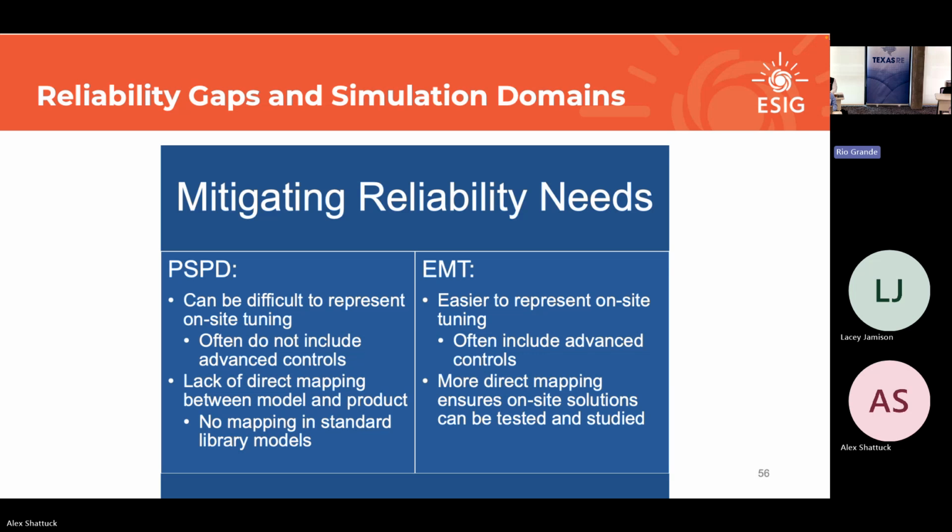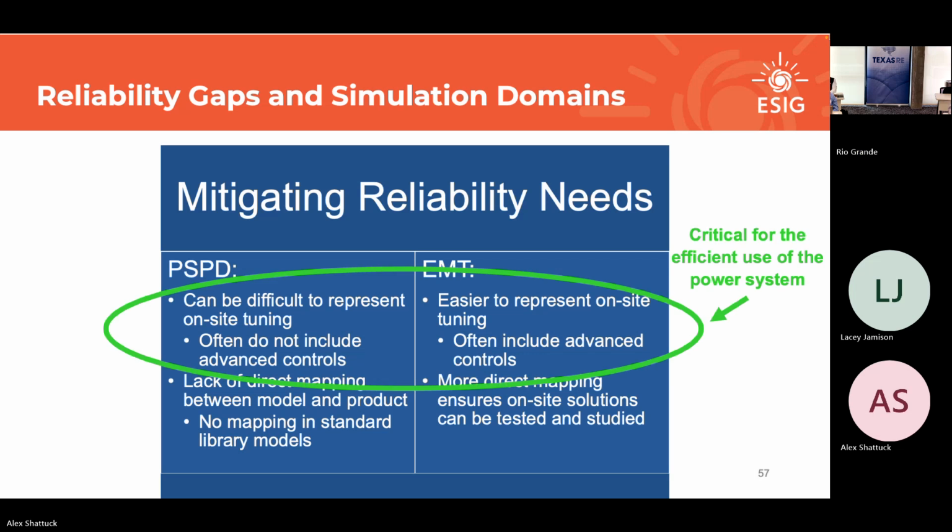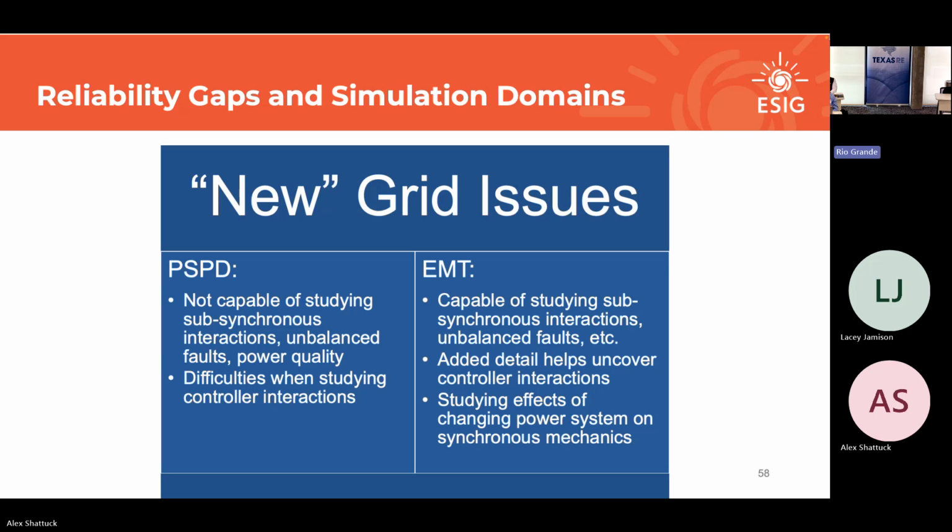EMT makes it a lot easier by level of detail and by virtue of how those models are created and what they're used for. So these are really critical, especially for the efficient use and the reliability of the power system. That's just extremely important. So new grid issues are a big EMT use case as well. I'm using "new" in quotes because some of these aren't new, but they're more prevalent, which to some of us means they're new, including me for a lot of them.